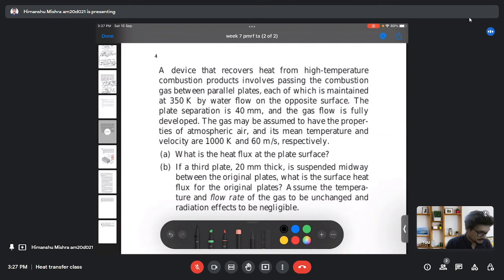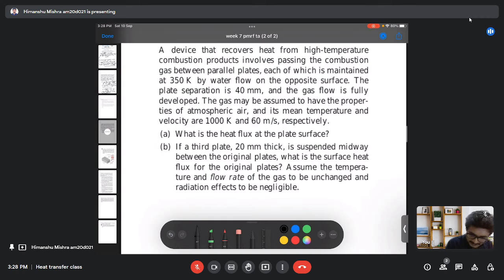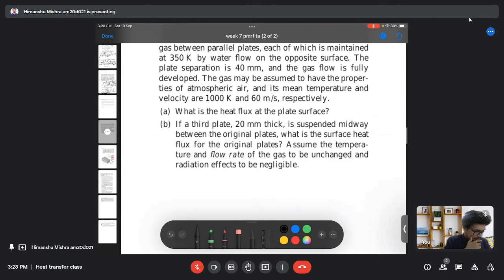So let's move to the next question. A device that recovers heat from high temperature combustion products involves passing the combustion gas between parallel plates, each of which is maintained at 350 Kelvin by water flow on the opposite surface. The plate separation is 40 mm, and the gas flow is fully developed. The gas may be assumed to have the properties of atmospheric air, and its mean temperature and velocity are 1000 Kelvin and 16 meters per second. We need to find the heat flux at the plate surface.